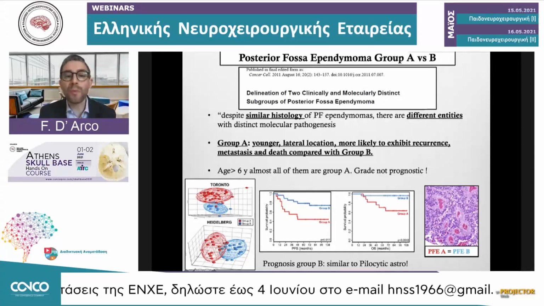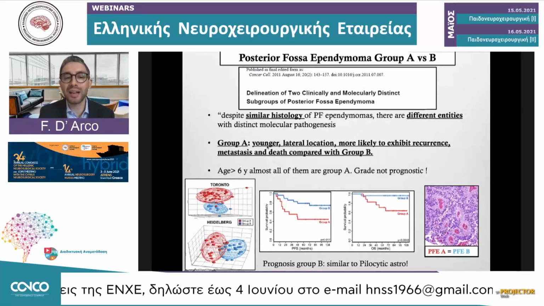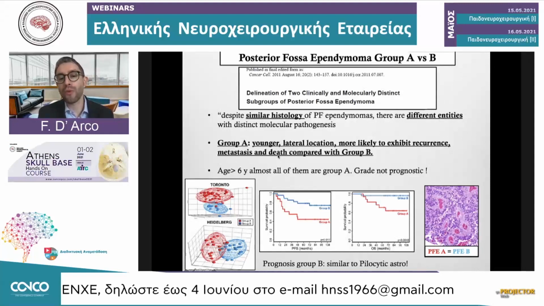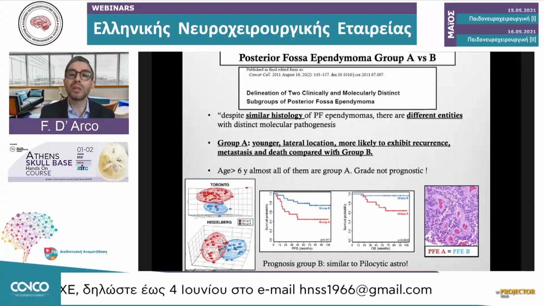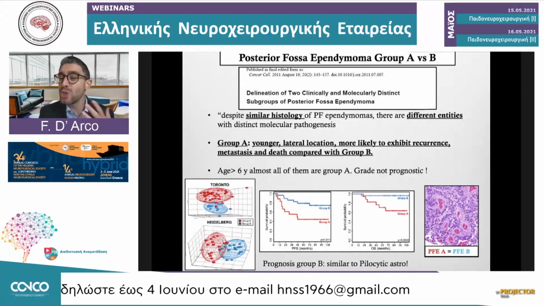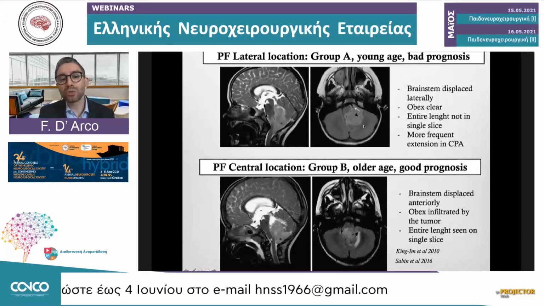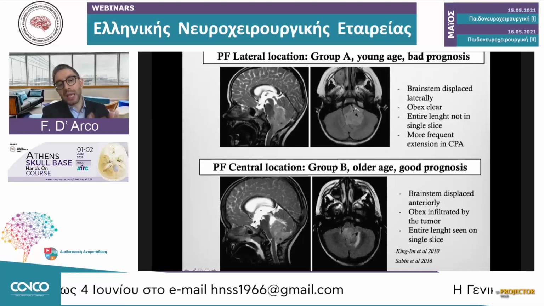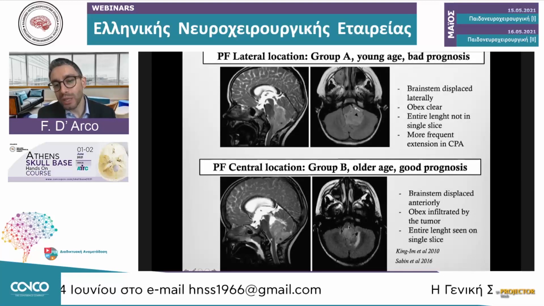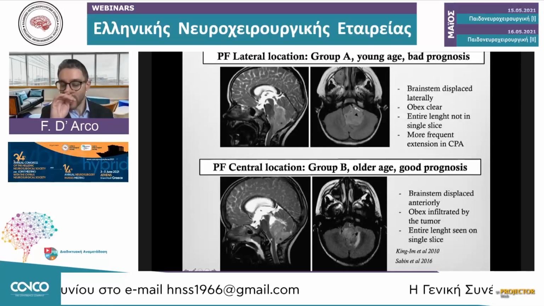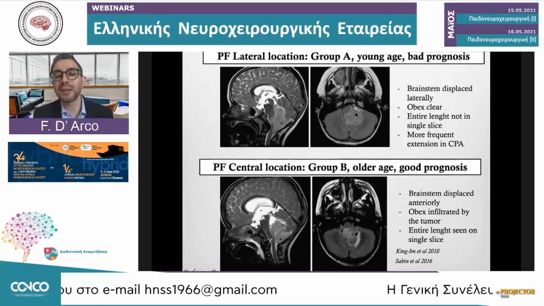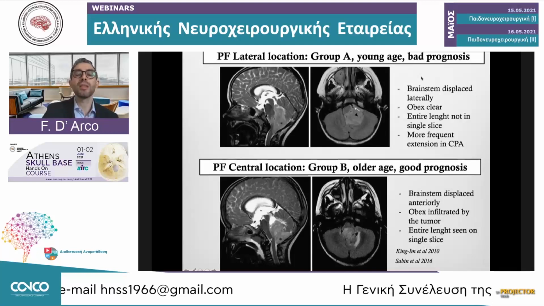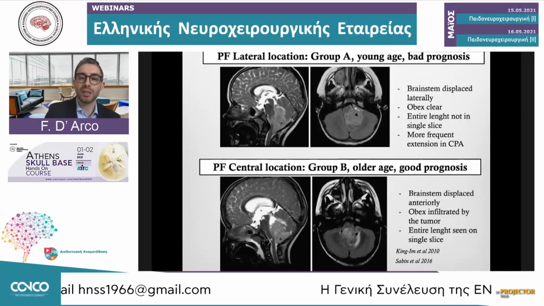What do you use? Yeah, the group A is very young. So it's not teenagers, younger children. They have more lateral location and they have metastasis and they die often. In comparison with group B, that is the adult teenager ependymoma. So we use the age more. And this is also a bit of radiology you can use. Look, the lateral location typical of the group A with the brainstem displaced, while the group B, older child, with infiltration of the obex, midline rather than on the side. But I use the age first, to be fair. But the prognosis, look at that, completely different. So things that look exactly the same on microscope, they have very, very different prognosis.